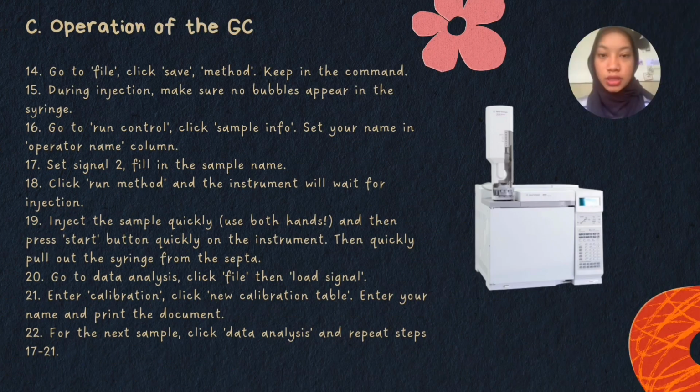For the operation of the gas chromatography, I've already listed the steps clearly on the slide. Basically, we start by checking the instrument setting, the method, and choosing the right injection mode depending on the sample. After setting everything, we inject the sample quickly, press start, and analyze the result.